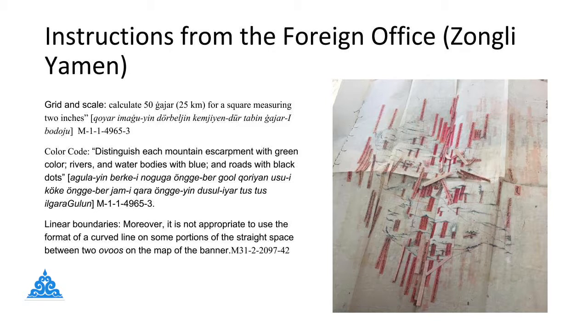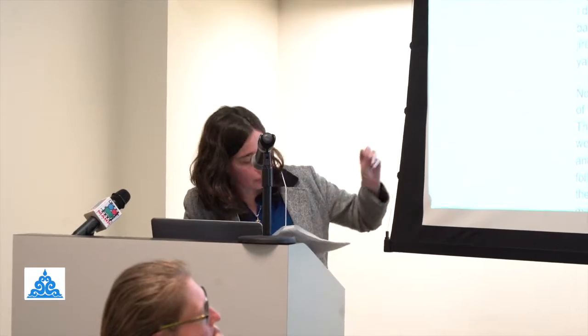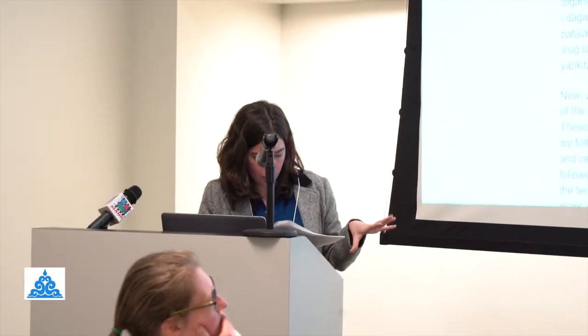On this slide, you can see the citation specifying the type of scale, grid, and color code that had to be used on maps and followed by local officials. Here you can see the cardinal directions that were used to create those correspondences between ovoos and record them on the written records that came with the maps, and also record the distances between ovoos.